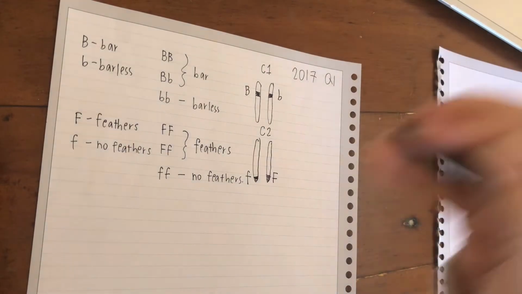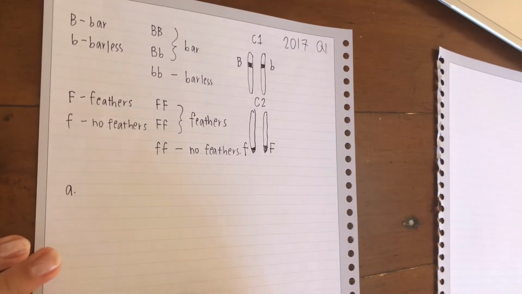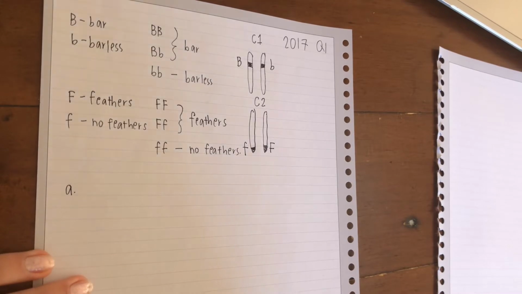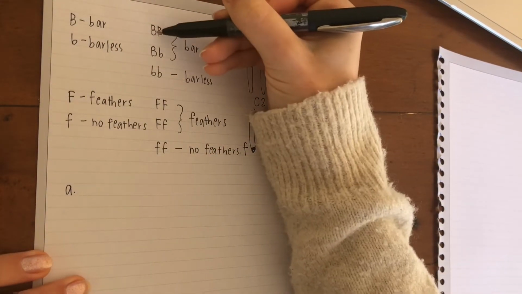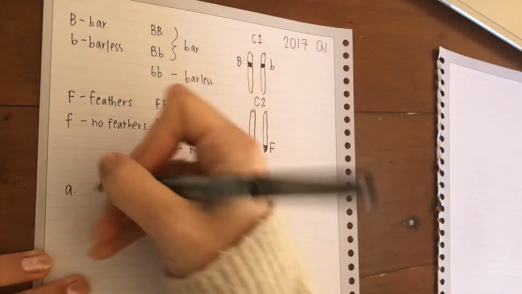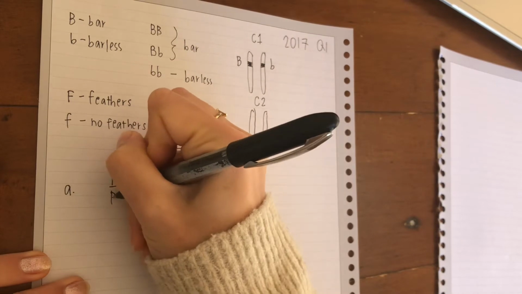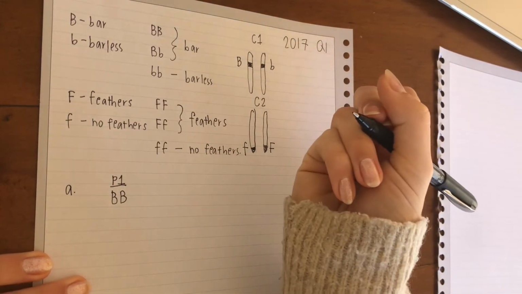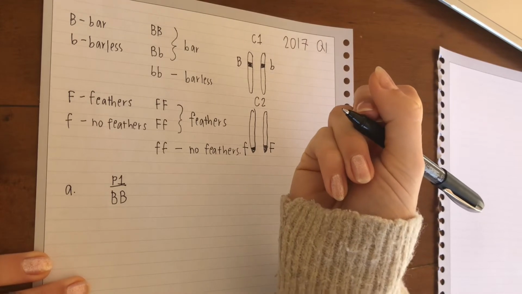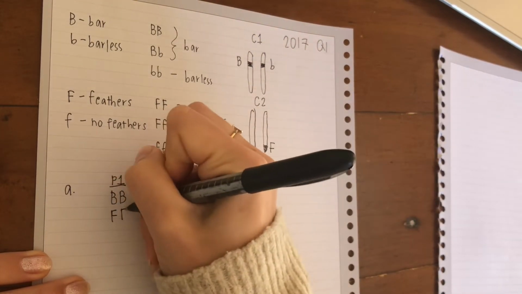All right, part A. So a breeder crossed a pigeon, homozygous for the bar allele. Okay, so we know he's got a bar allele, he's got two of them, homozygous, homo meaning same. So big B for parent 1. Okay, big B with respect to that first trait. Homozygous for the bar allele and the leg feathers allele. Okay, so he's also big F.